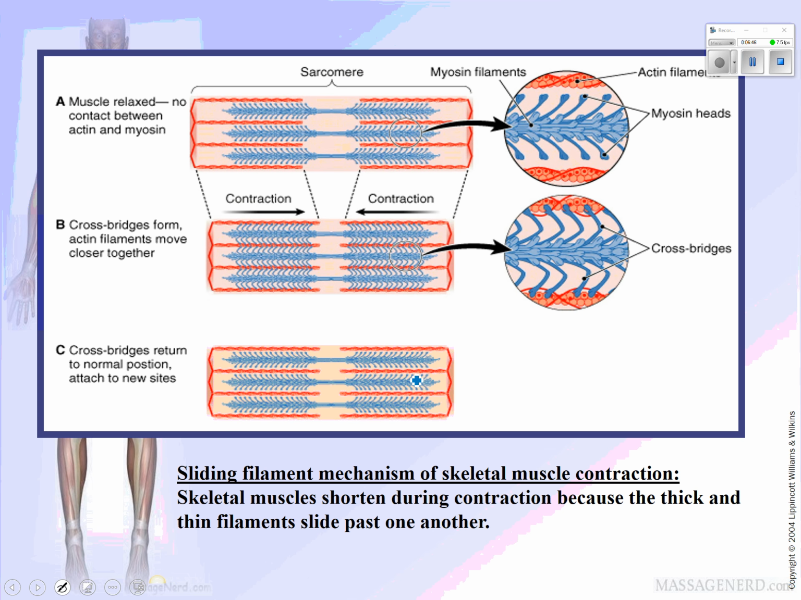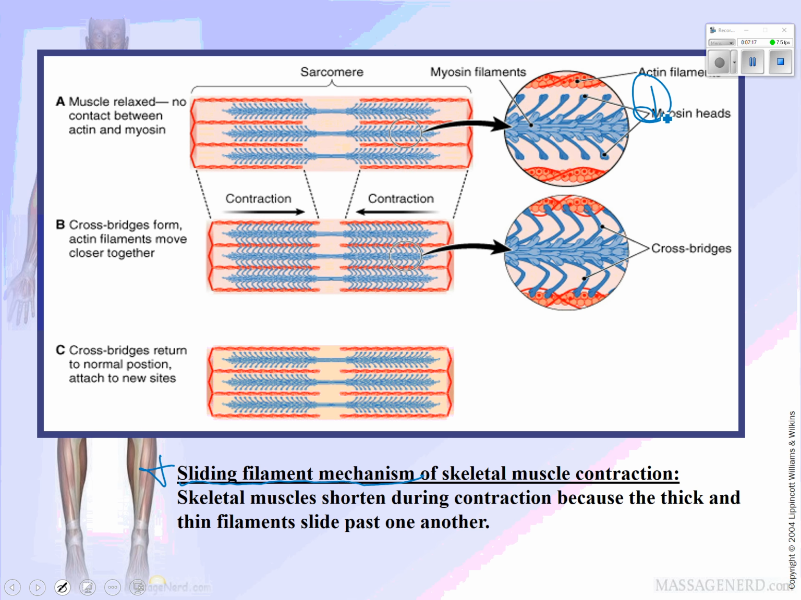This picture here is showing you a representation of what they refer to as your sliding filament mechanism of your skeletal muscle contraction. So make sure that you understand how this works, or the process, or the pathway. Okay, and you can put it in any words that you like. But first, the first little picture here is showing you that the muscle is relaxed. There's no contact between the actin and the myosin. So that's what's happening first.